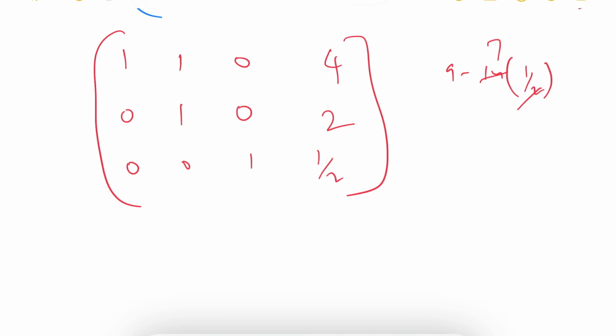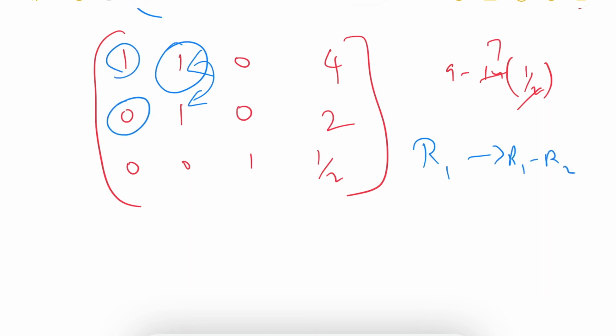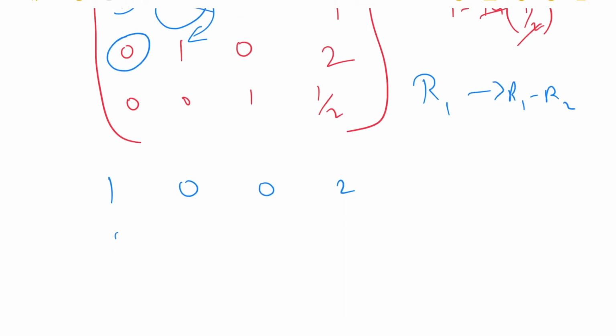Okay, now what else we need to remove here? Just here we need to make it 0, so that it will become 1 0 0, 0 1 0, 0 0 1. Okay, now for that these two I will do subtraction, finish, right? So R1 is nothing but R1 minus R2. So first 1 minus 0 is 1, 1 minus 1 is 0, 0 minus 0 is 0, 4 minus 2 is 2. Second row as it is, that is 0 1 0 2. Third row also as it is, 0 0 1 half.